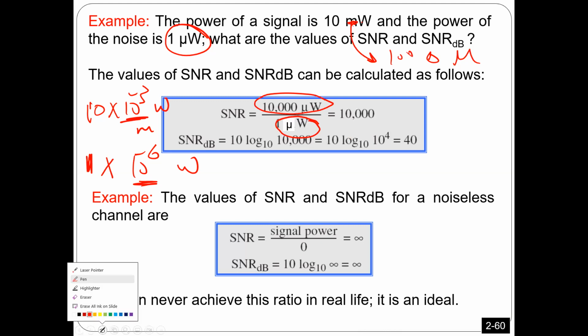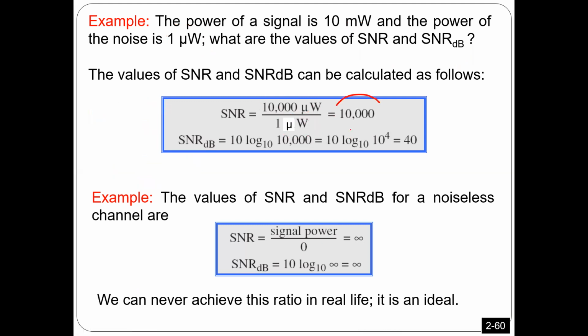So you can see here the ratio between the signal and the noise is 10,000. So the signal is 10,000 times bigger than the noise. You got what I'm saying? Here, I ask you to convert it to decibel, so it's going to be 40 decibel. So when I tell you the signal to noise ratio is 40 decibel, it means 10,000 times.